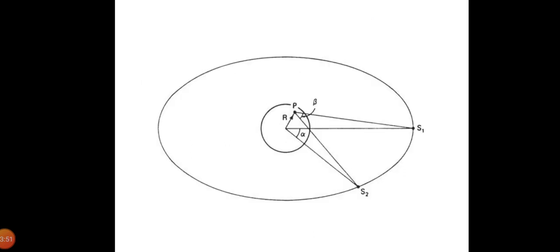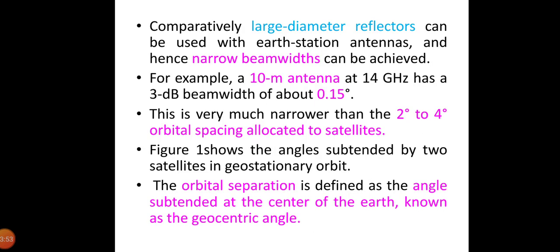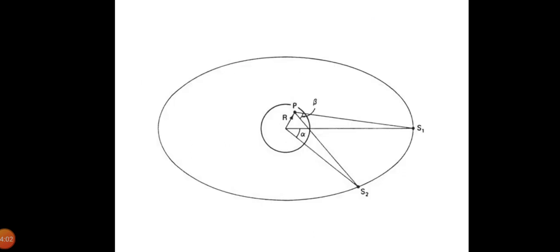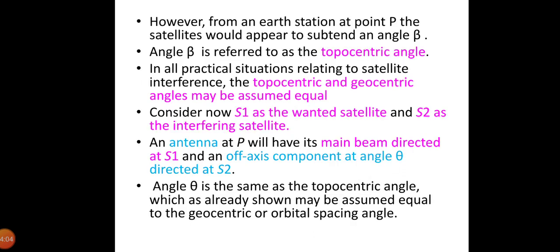So this figure shows the angle subtended by two satellites in the geostationary orbit. The orbital separation is defined as the angle subtended at the center of Earth, known as the geocentric angle. So this is shown clearly in this diagram. However, from an earth station at point P, the satellites would appear to subtend an angle beta. Angle beta is referred to as the topocentric angle. In all practical situations relating to satellite interference, the topocentric and geocentric angles may be assumed equal.